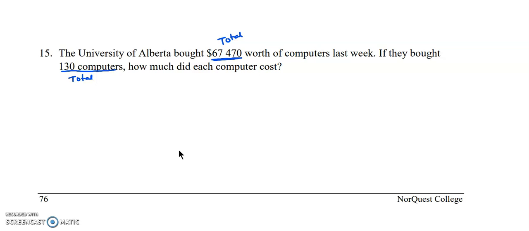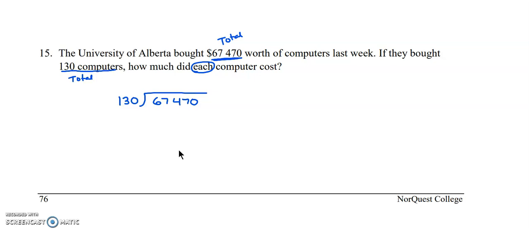And we're talking about money and computers, so the things are different. When we know the totals and what we're talking about are different, we have no choice but to divide, because we're getting down to each computer. So we're dividing the money by the computers to see the price for each computer. So we're going to set this up. 130 is our divisor, going into 67,470. So we're dividing the money up, so our answer will be in money for 1.